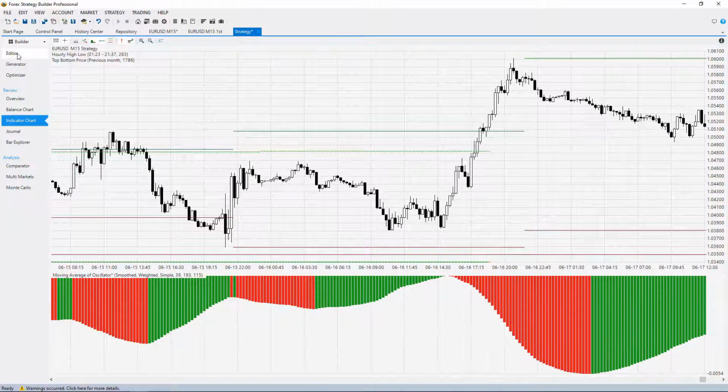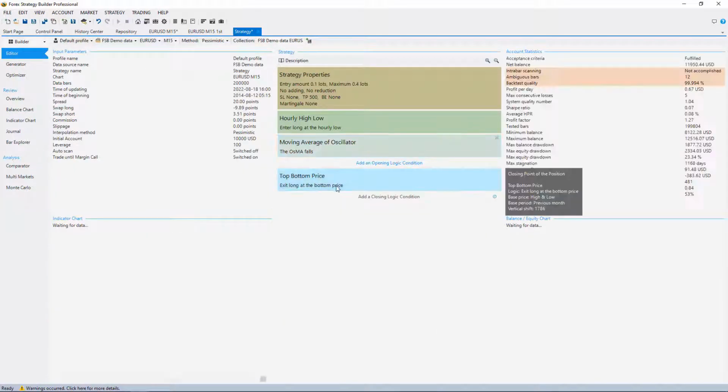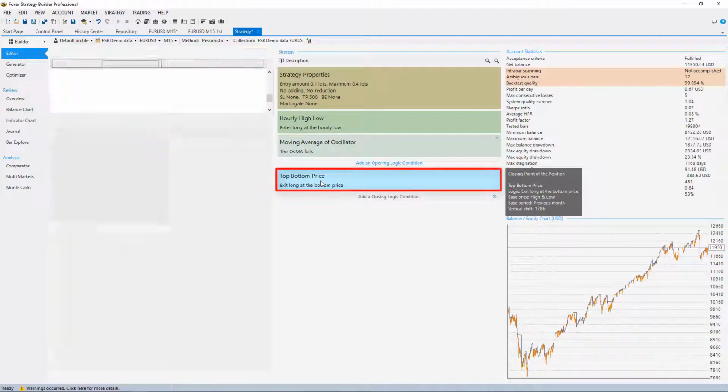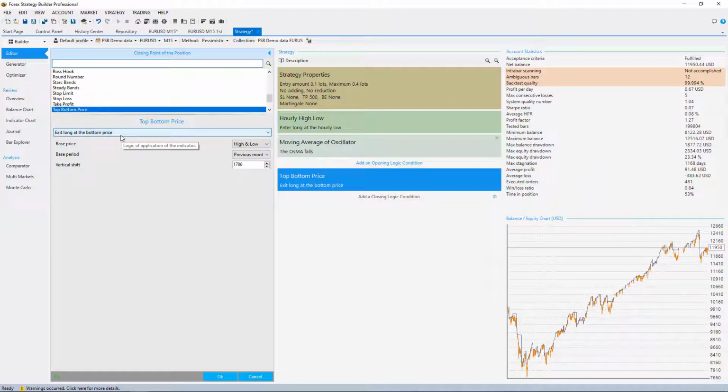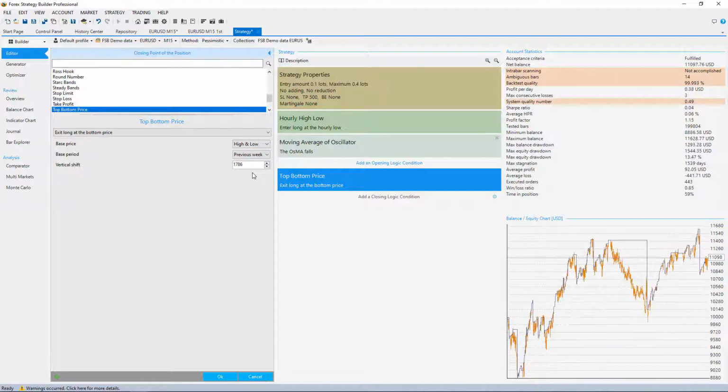And if I go back to the editor, the exit condition is top bottom price. Exit long at the bottom price. We have base price high and low. Previous month is the base period. And here again you can play with the strategy to see if it will get better if we select previous week instead of previous month. It is still profitable, but previous month was better.